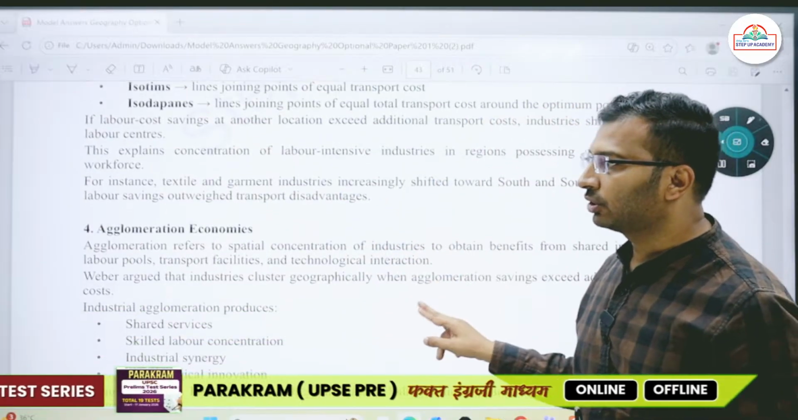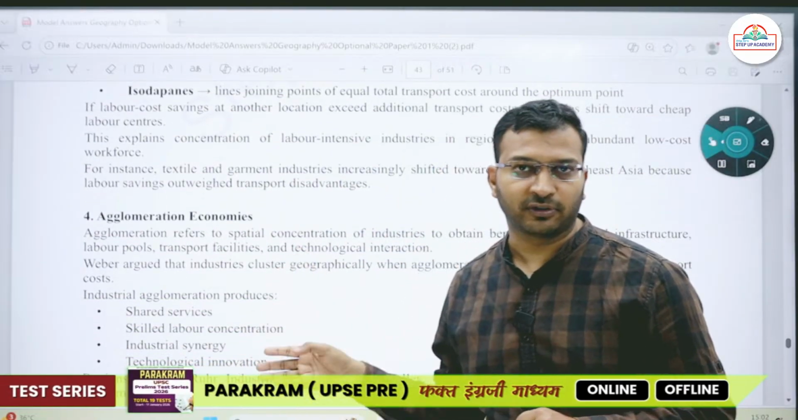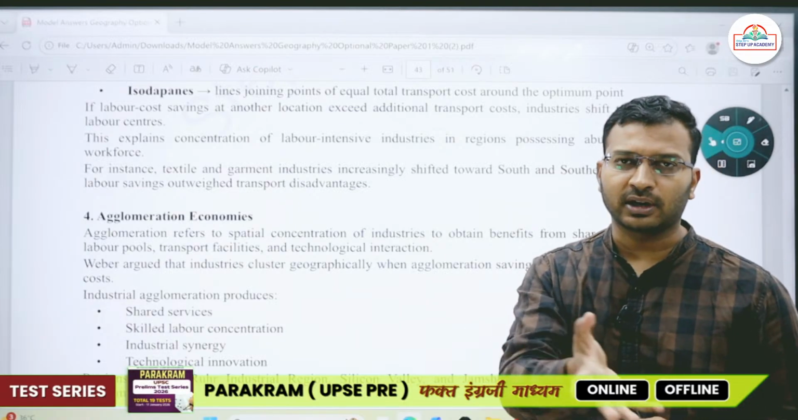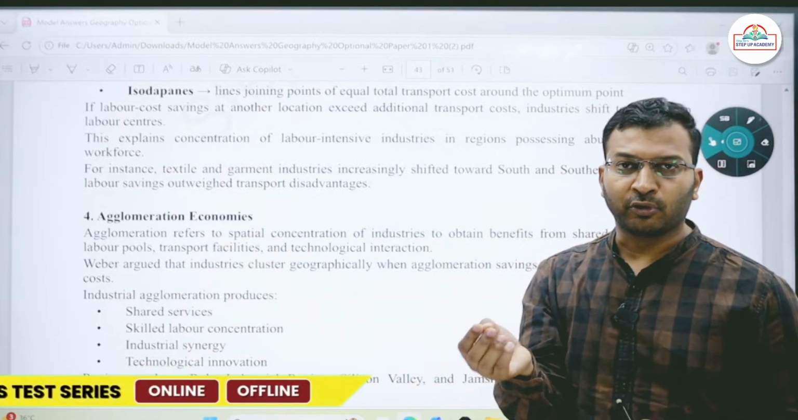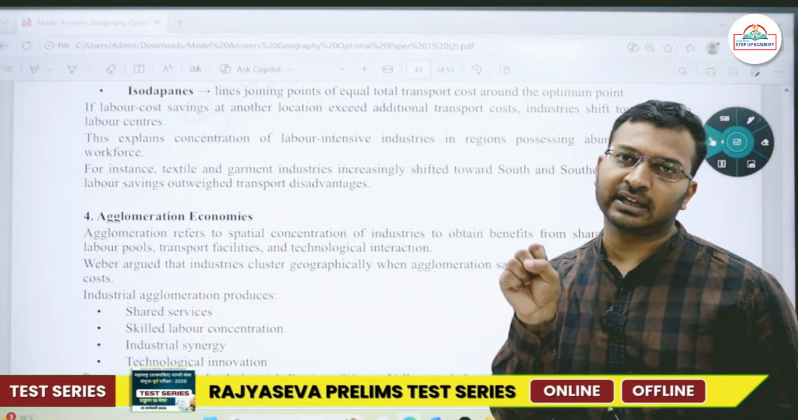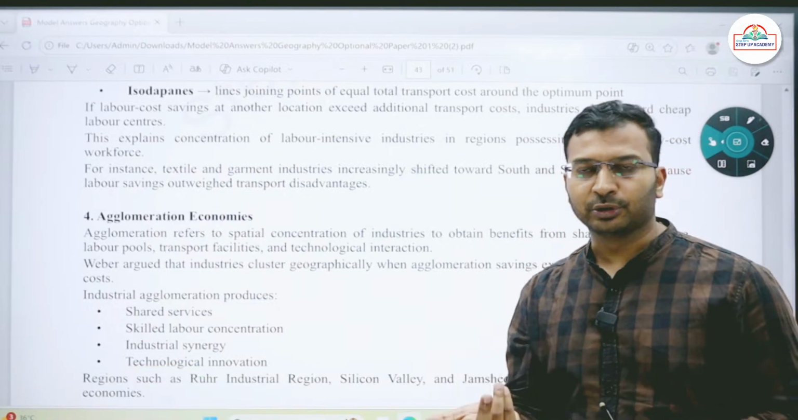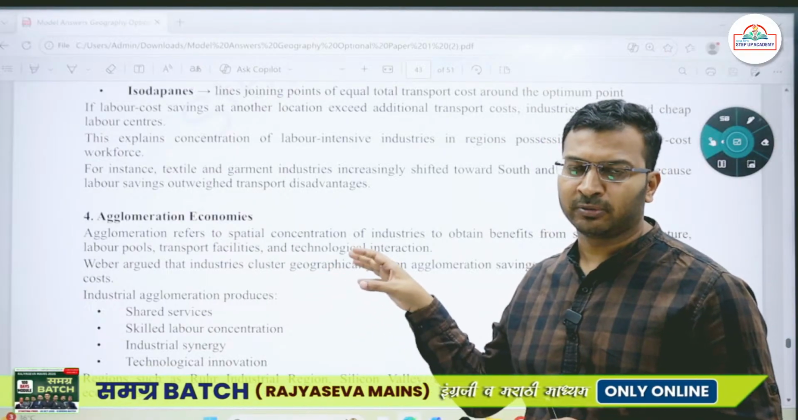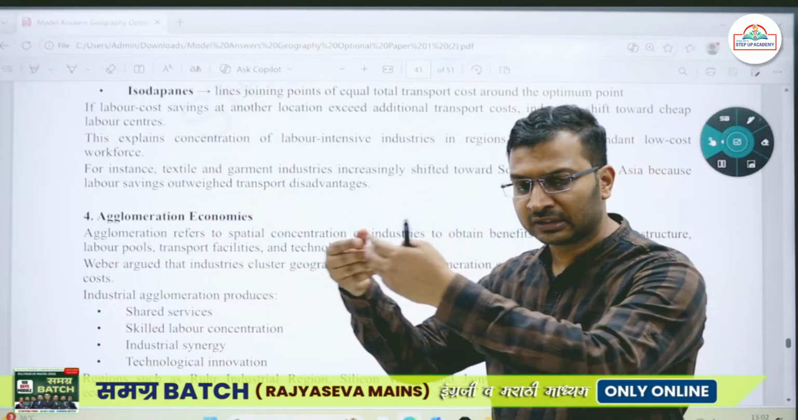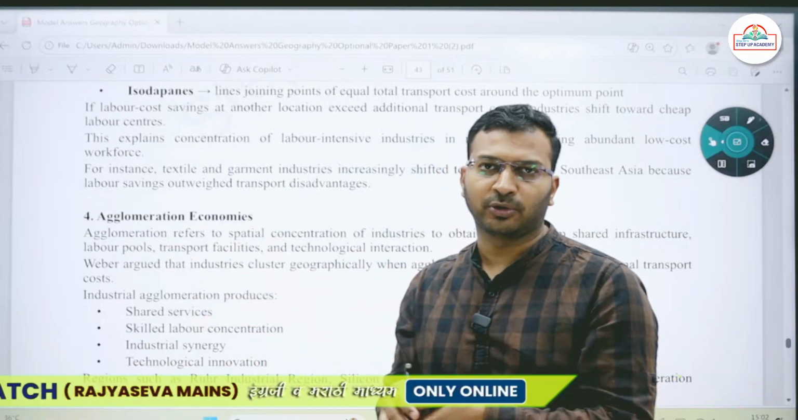Then he also talked about agglomeration economies. For example, recently I gave you an example about a car. A car manufacturer won't look for manufacturing each and everything, mirrors, glass, then tires, tubes. He won't be looking for manufacturing everything. He will simply give contracts to some other small vendors.